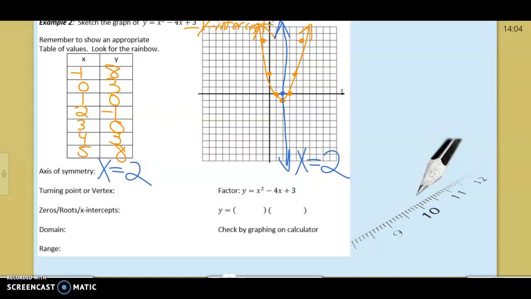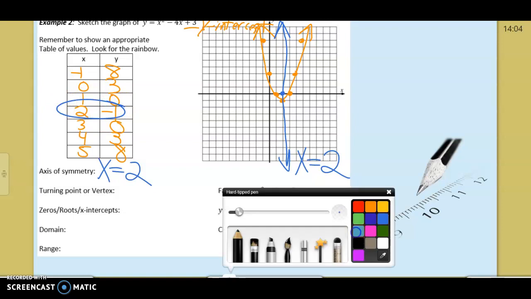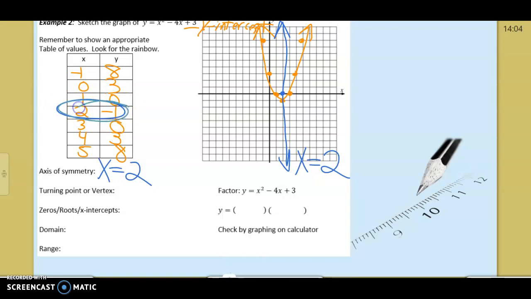And then the turning points. Well, we kind of started with that in the table. We started with that in the table. We can see it right here because it changes direction, and that was at 2, negative 1.